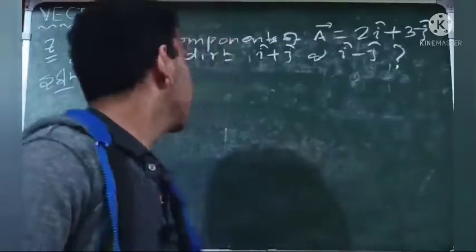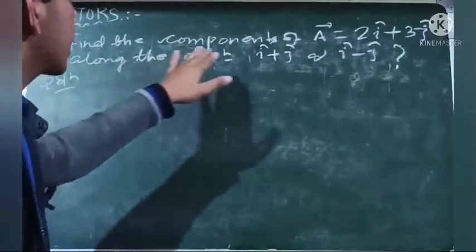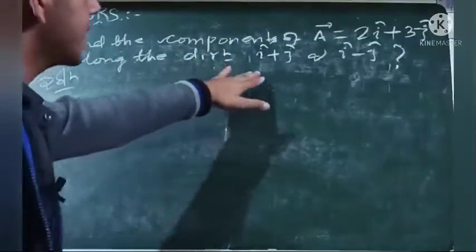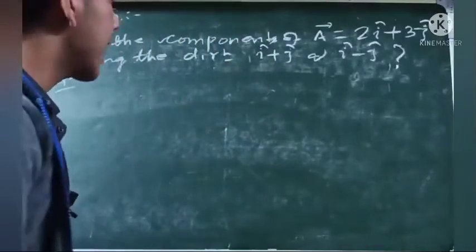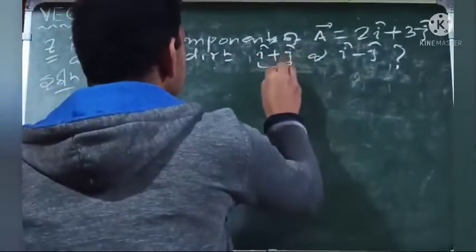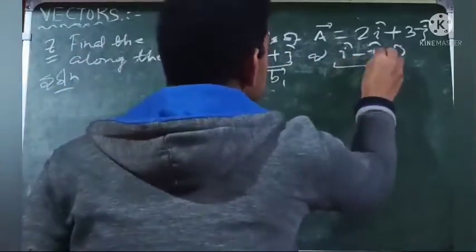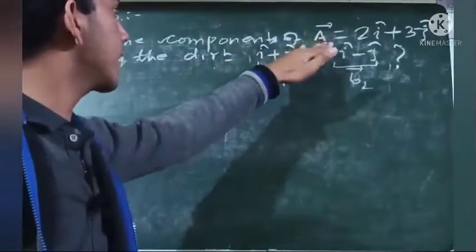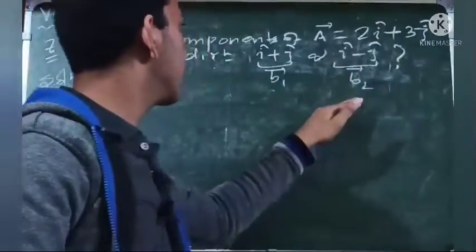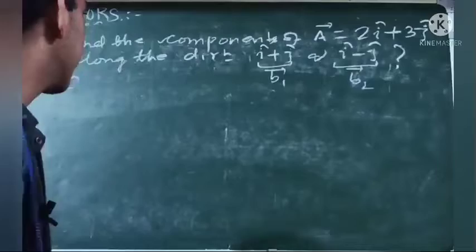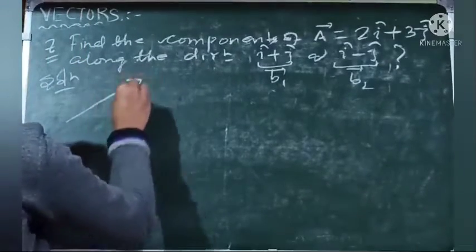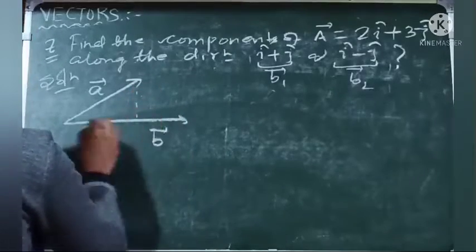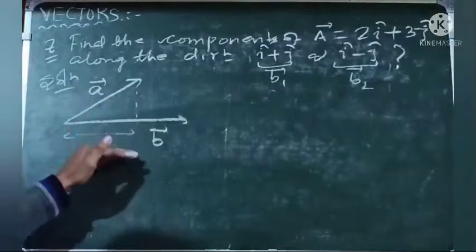Now, in question number 7, we are asked to find the components of a vector, which is 2 i cap plus 3 j cap, along the directions i cap plus j cap and i cap minus j cap. Suppose this is B1 vector and this is B2 vector. Then we are required to find the component of a vector along B1 vector and component of a vector along B2 vector. Now we know that suppose this is a vector and this is B vector, then this is termed as the component of a vector along B vector.